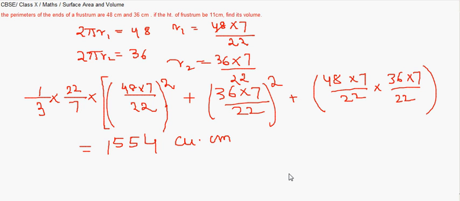It won't be as difficult as it might look, because 48, 24, they will all get cancelled and be reduced. So that won't be much difficult for you to solve. I'm not getting into the solving part just to save some time and move on to another question.